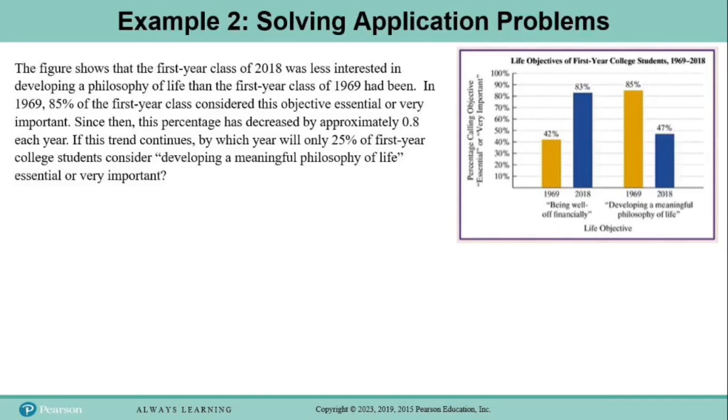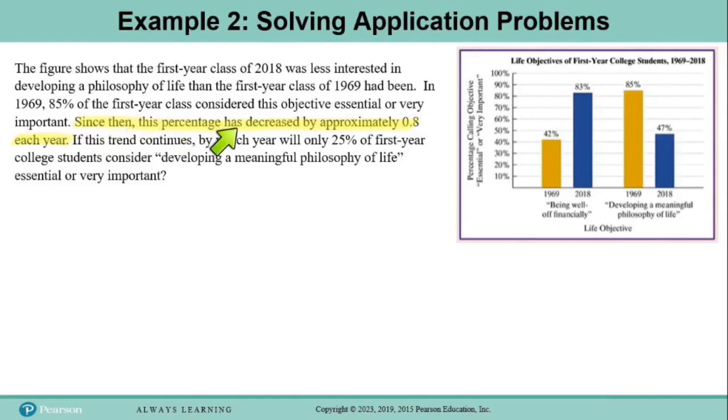And what they're telling us in the problem is that this percentage has decreased by approximately 0.8 each year. And then they ask us if the trend continues, by what year will only 25% of first-year college students consider developing a meaningful philosophy of life essential or very important? Okay, so when we look at the problem, this is an important piece of information. The percentage has decreased by approximately 0.8 each year.